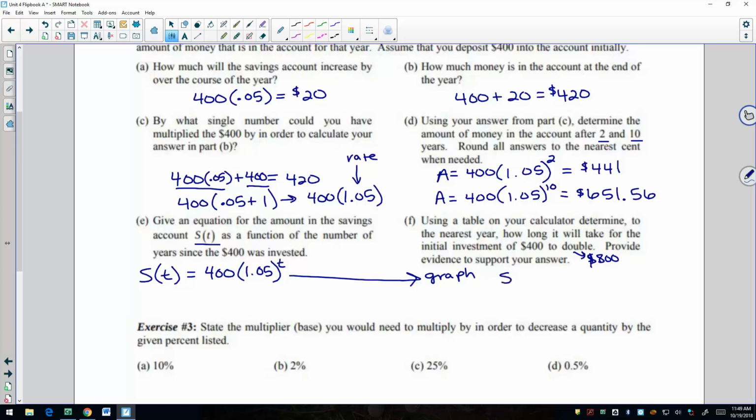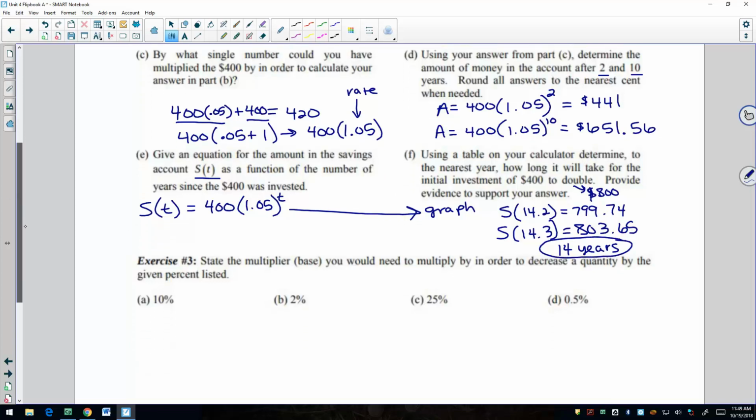So if I look at the year 14.2, that turns out to be $799.74. If I look at 14.3, that is $803.65. So you can see that somewhere between 14.2 of a year and 14.3, I'm going to hit 800. So to the nearest year, you will notice between 14.2 and 14.3, that rounds down to 14 years. So it's going to take 14 years to reach $800.